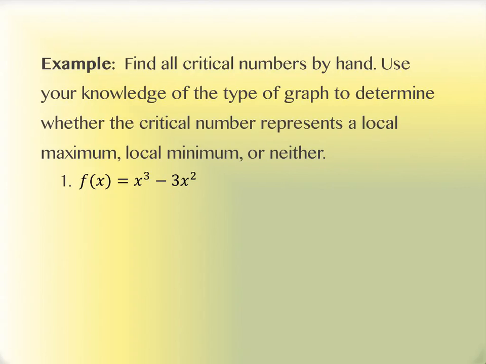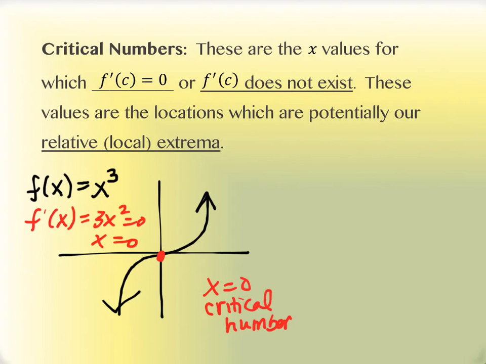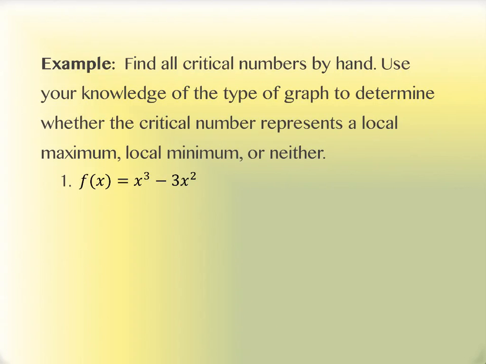All right, so when we're finding critical numbers, what we're doing is finding locations where the derivative is either equal to 0 or where the derivative doesn't exist. That's what we're doing. So we start by finding a derivative. Somebody tell me, what is the derivative of x cubed minus 3x squared? 3x squared minus 6x. Does everybody agree?